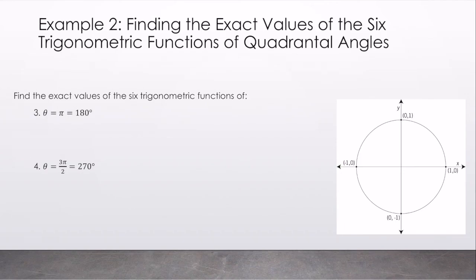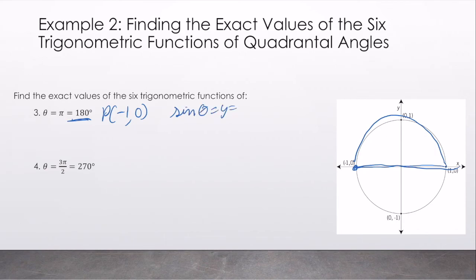So now we have that theta is 180 degrees. That's going to be this straight angle right here. So the point associated with a theta of 180 degrees is when x is -1, y is 0. Sine of theta, so 180 degrees, is y, which in this case is 0.